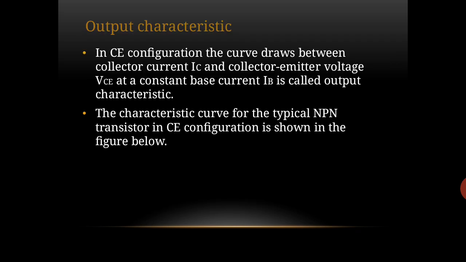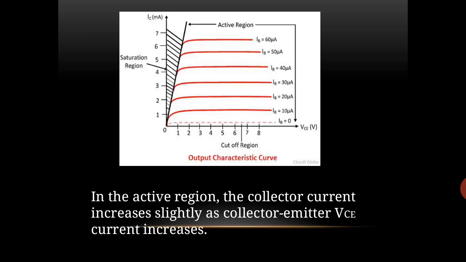Now further, the output characteristic. In the common emitter configuration, the curve is drawn between collector current IC and collector emitter voltage VCE at constant base current. Now see, in the input characteristic we kept the collector voltage constant. Now here we need to keep the base current constant. The characteristic curve for a typical NPN transistor in CE configuration is shown in the figure.